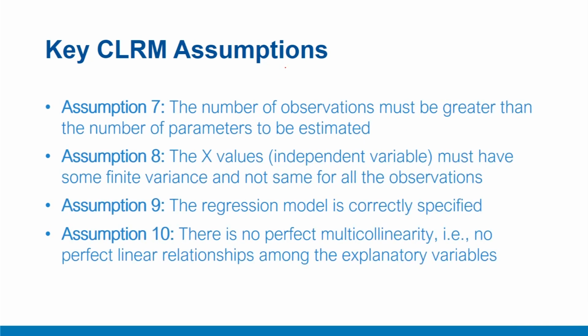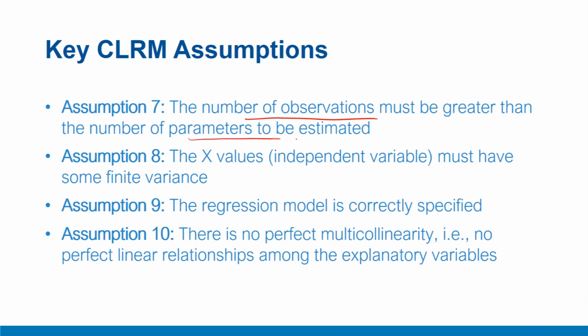Then the remaining assumptions are quite intuitive as well. These remaining 4 assumptions are assumptions 7, 8, 9, 10. The 7th is that the number of observations must be greater than the number of parameters to be estimated. In fact, for a better estimation, the number of observations should be much larger than the parameters to be estimated. A good rule of thumb is that the number of observations should be at least 5 times the number of parameters.